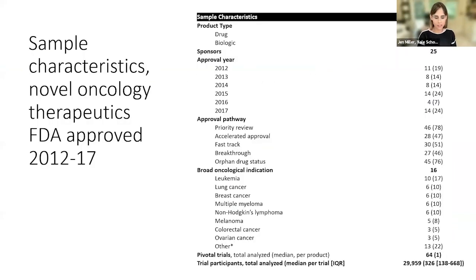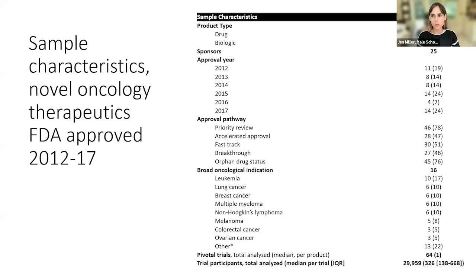So what did we find when we piloted the measures on a sample of products? Our sample consisted of novel drugs and biologics approved by the FDA between 2012 and 2017. Here you'll see that the FDA approved 59 novel oncology products, 39 drugs and 20 biologics, all of which were sponsored by industry, 25 unique pharma companies. For 16 broad oncologic indications, the therapeutics were approved based on 64 total pivotal trials that collectively enrolled about 30,000 patients. Each pivotal trial had a median of about 326 participants, and the median number of pivotal trials supporting approval of each product was one trial.